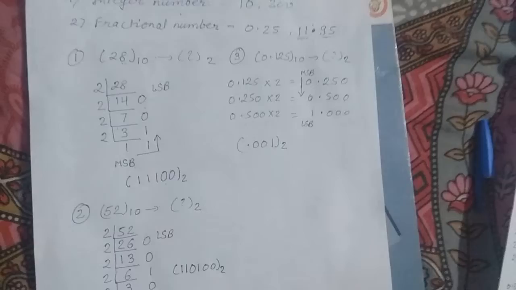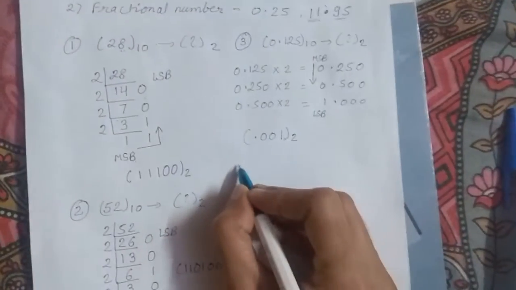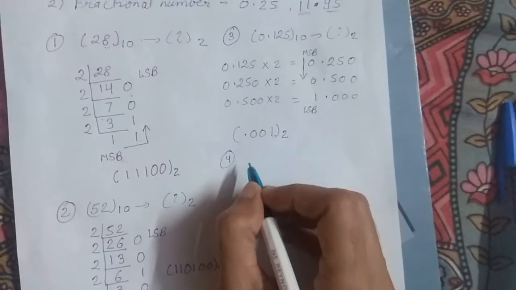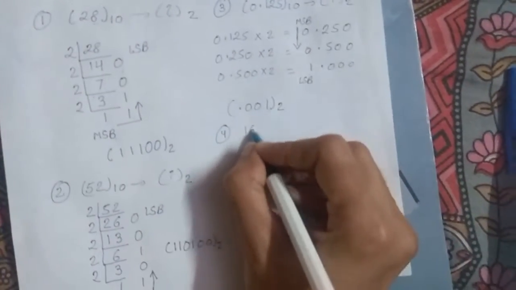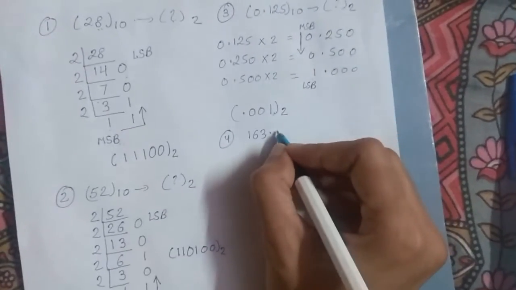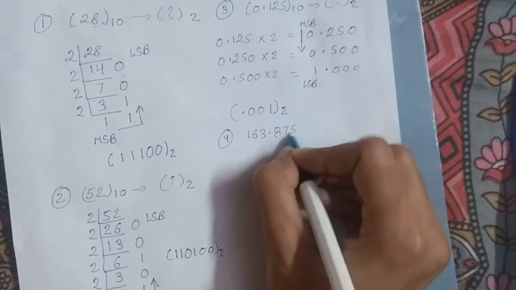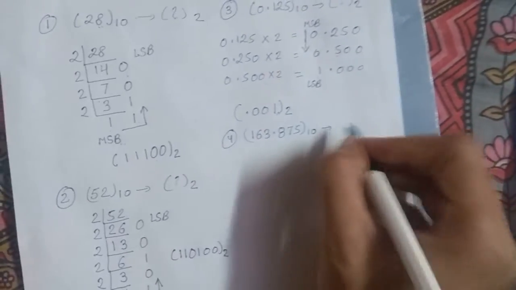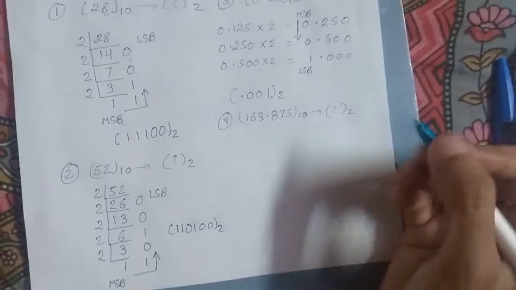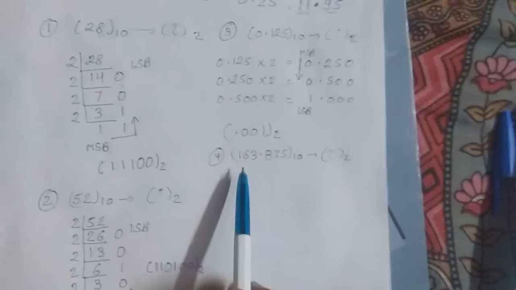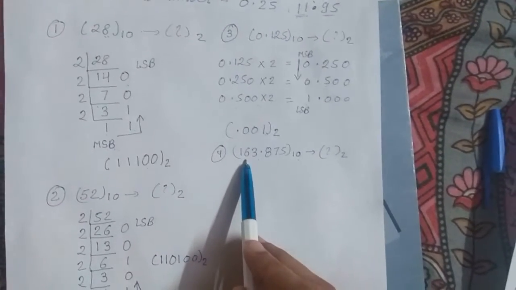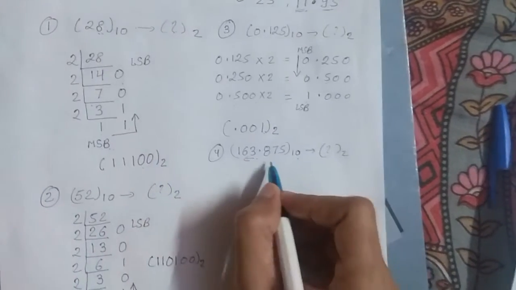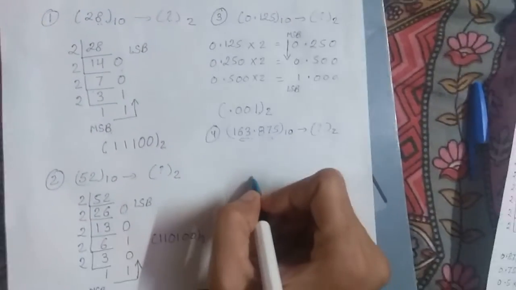So let's solve one example of a floating number, which contains both a fractional value as well as an integer value. Let's take the next example of a floating number, 163.875 base 10. This is your decimal number. You have to convert it in the form of binary. This number is known as a floating number because it consists of an integer part, whatever number is before the decimal point, and after the decimal point is your fractional part.